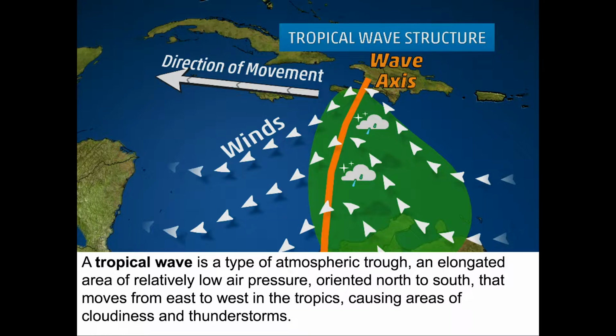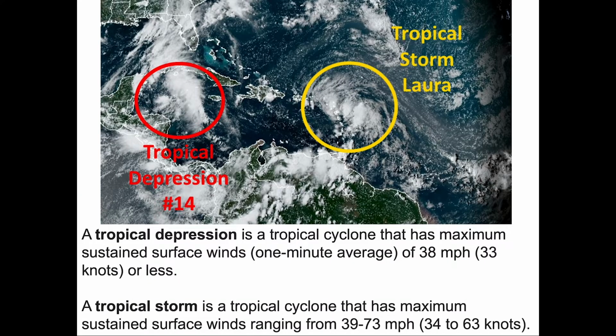If it develops further, we might see a tropical depression form. A tropical depression is a tropical cyclone that has maximum sustained surface winds, meaning winds that last for more than a minute, of over 38 miles an hour. This converts to 33 knots. A tropical storm is a tropical cyclone that has a maximum sustained surface wind, again a 1 minute average, ranging from 39 to 73 miles per hour, or 34 to 63 knots.